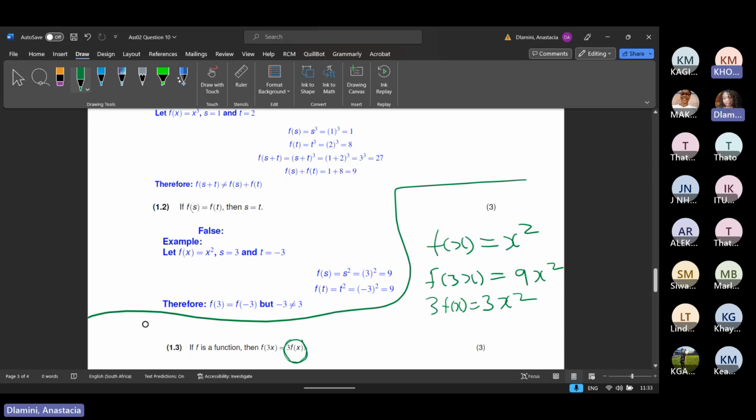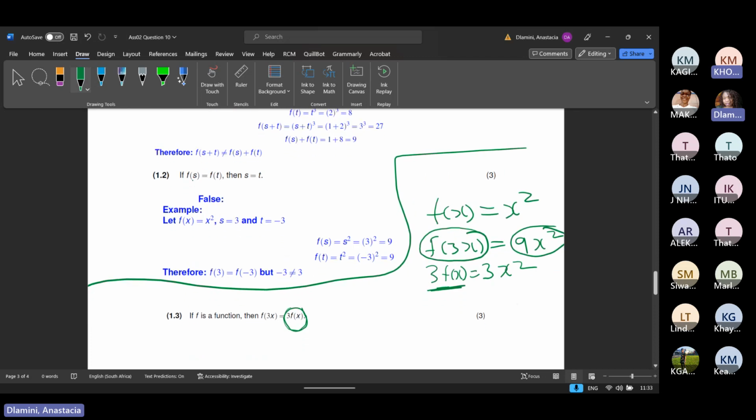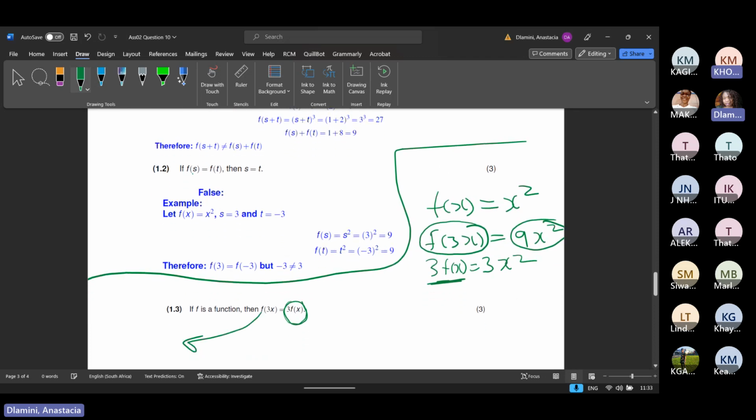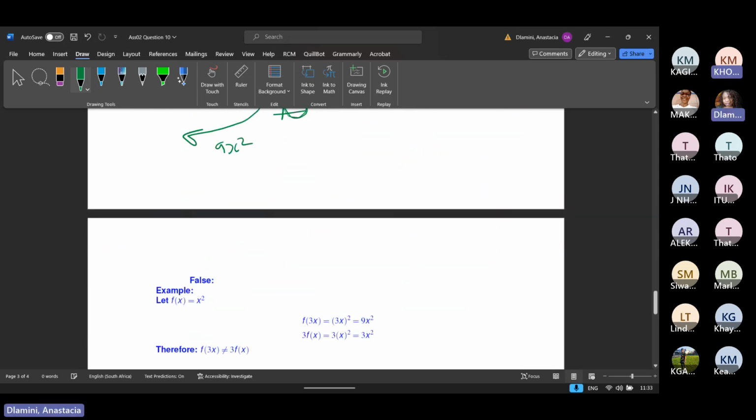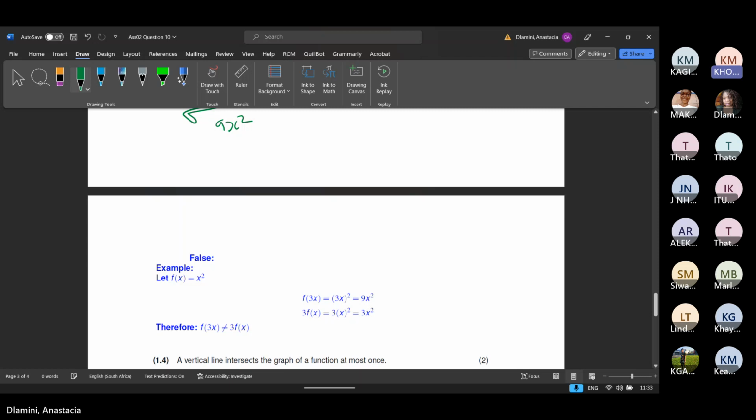So am I right by saying it's false? Yes, because look at this. f of 3x is 9x squared. 3 times f of x is 3 times x squared, which is 3x squared. So you're right by saying it's incorrect, because this part is equal to 9x squared and this part is 3x squared. So this statement cannot be true, not equal. You're right. I was just confused about the math around it.